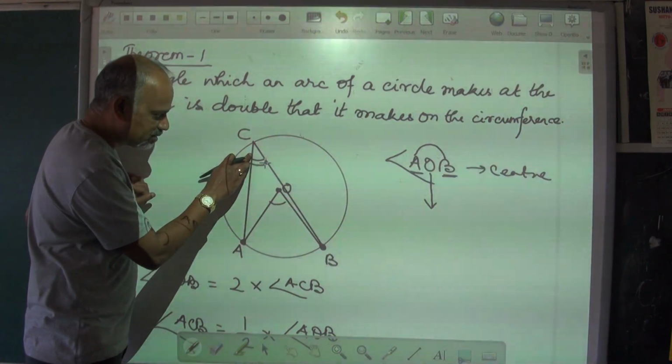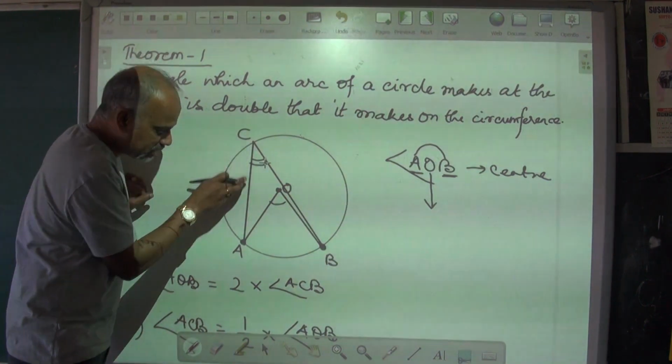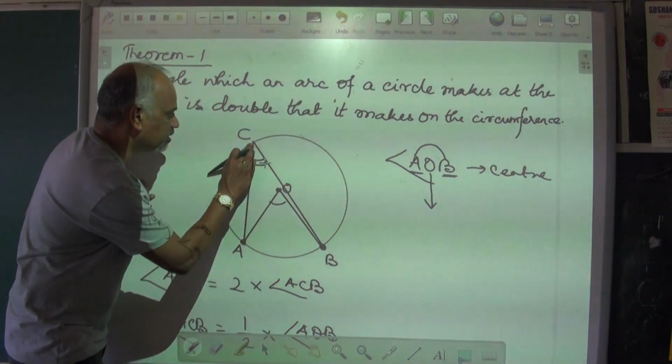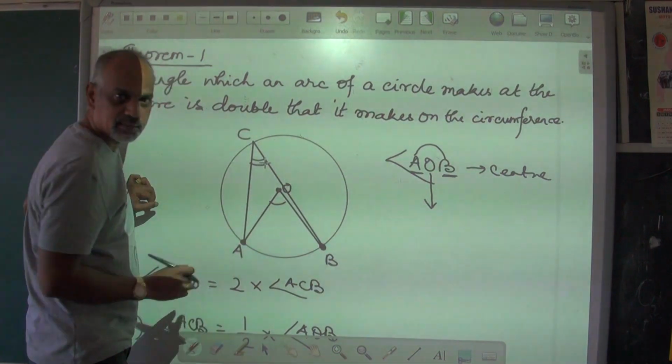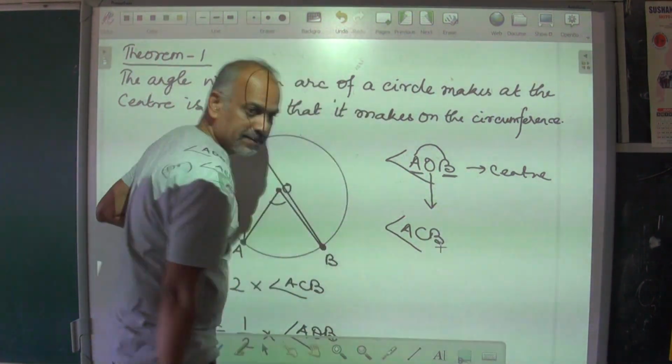Name of this angle. It is made at C. So C should be in the middle. It starts from A, C, it ends at B. Okay. So the angle is ACB.